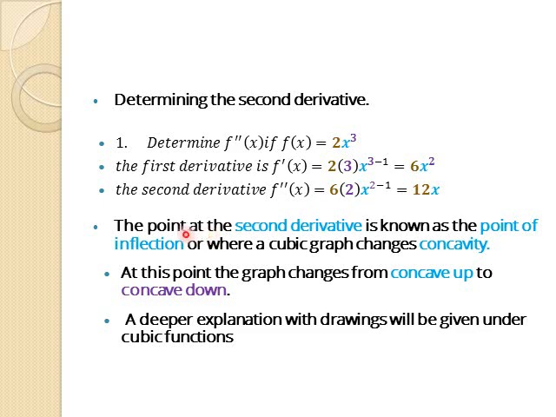Now in short, the point at the second derivative is known as the point of inflection, or where a cubic graph changes concavity. At this point, the graph normally changes from being concave up to concave down. As I said, a deeper explanation will be given via drawings when we do cubic functions. So let's look at some problems.